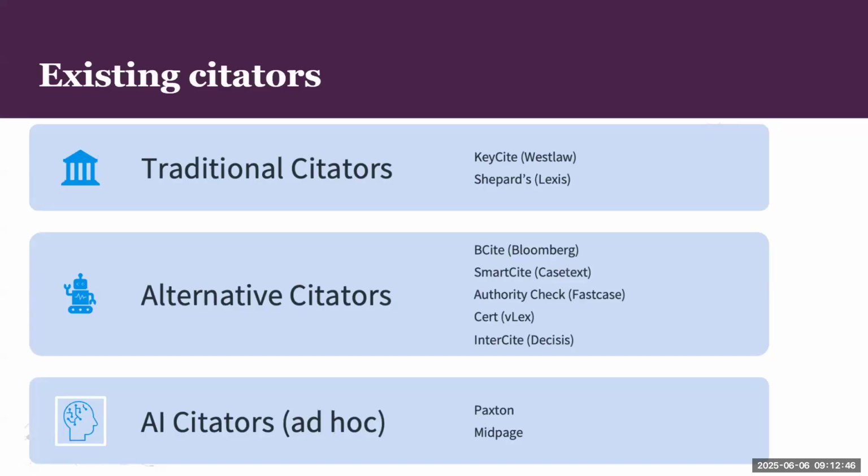So Paxton and Midpage I wanted to mention because they're both what I would call ad hoc citators. So you can go to a case and say, check this and see if it's good law. And they'll go into their citation network and pull all of the snippets to it and try to do it on the spot. But you still can't run a case law search and filter it down to just cases that haven't been overruled. So you still can't do a lot of the things that you would hope to do with a citator with these kind of ad hoc citators. Even though it's really exciting what they're doing.